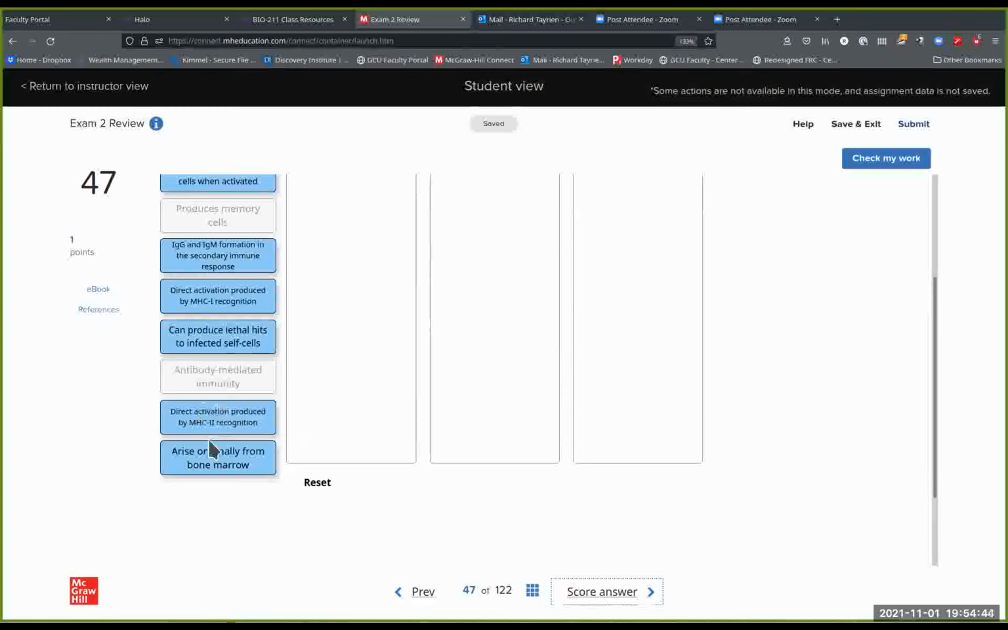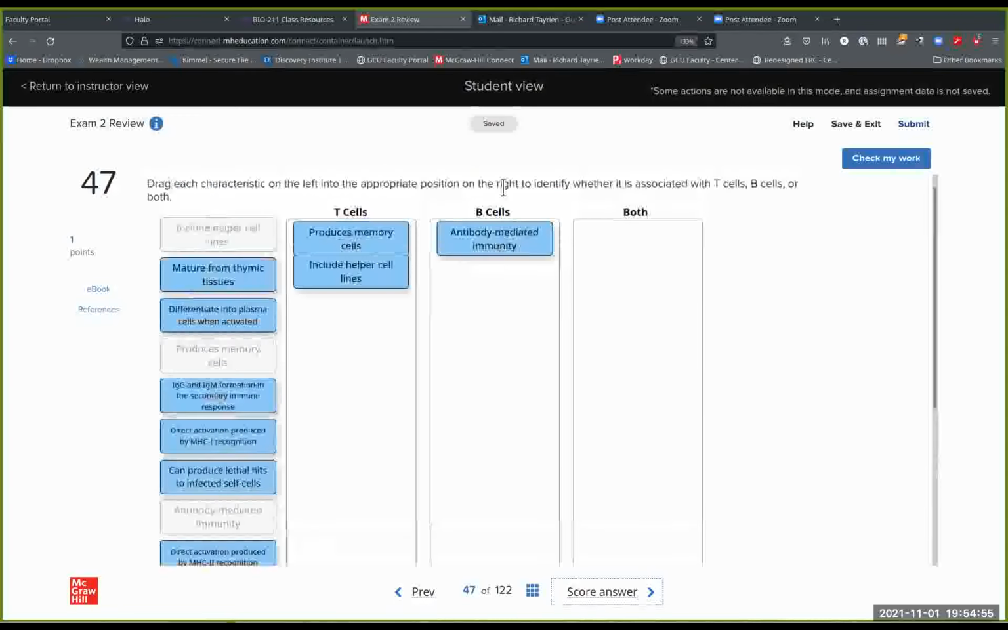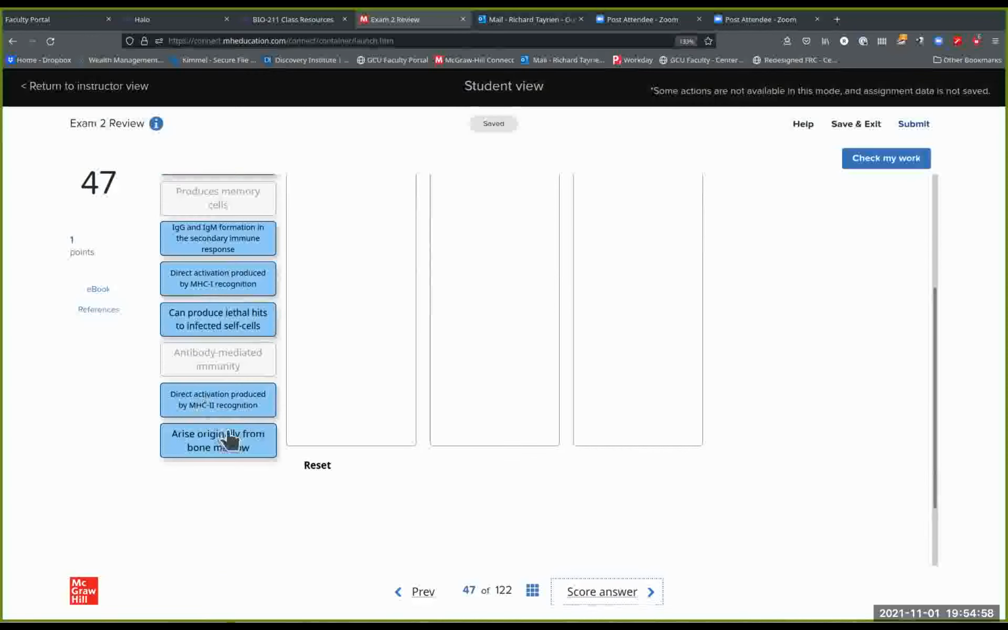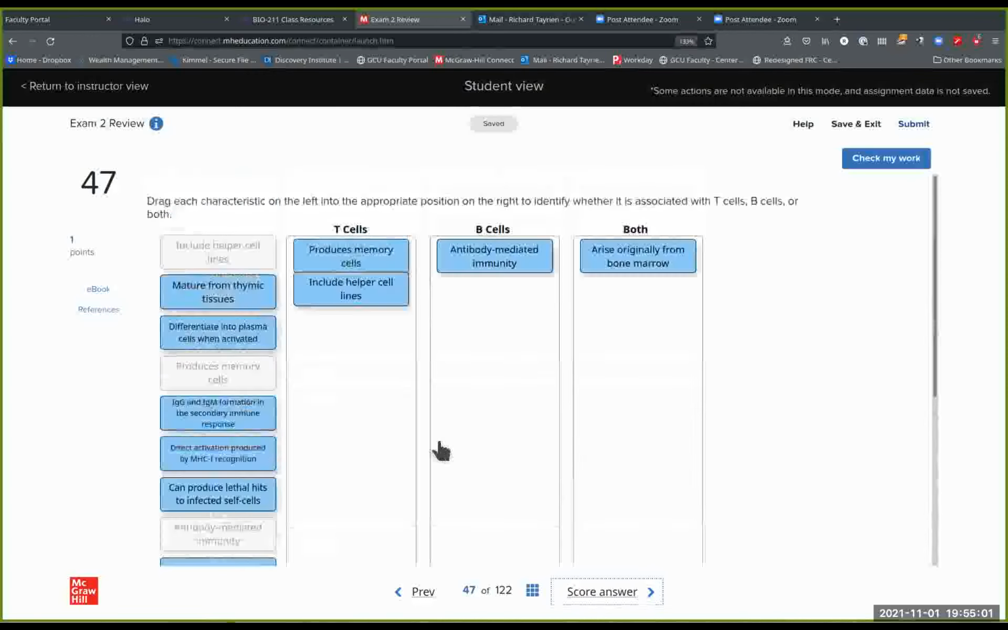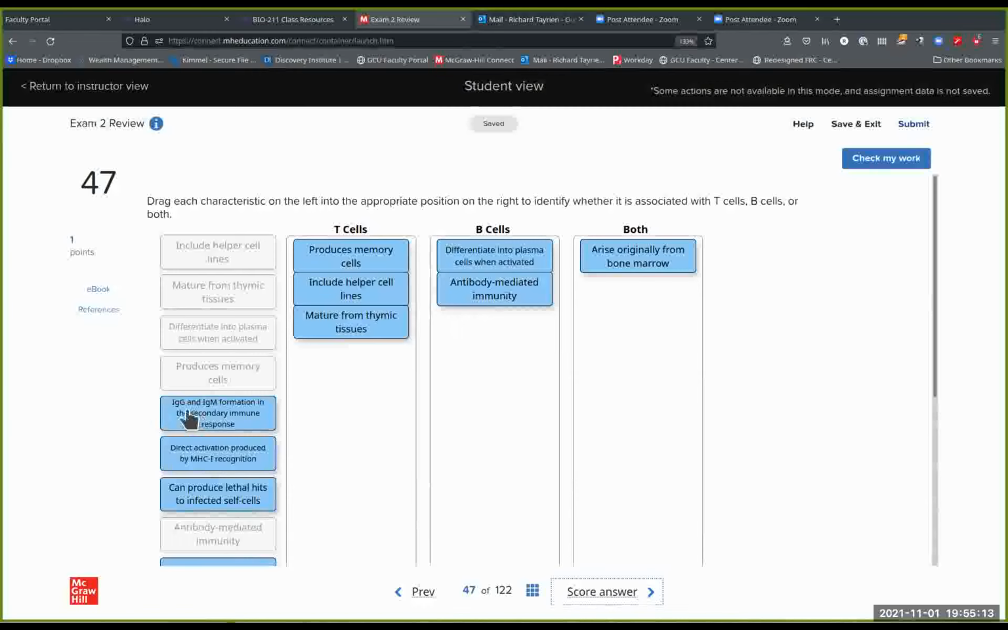Direct activation, that's something we haven't covered. You probably covered it in lecture, I suppose. Arise originally from the bone marrow. Those are B cells, or actually, I think both. Mature from thymic tissue. Those are T cells. Differentiate into plasma cells when activated. Those are B cells. IgG and IgM formation, that's B cells. Can produce lethal hits to infected self cells. I think those are T cells.